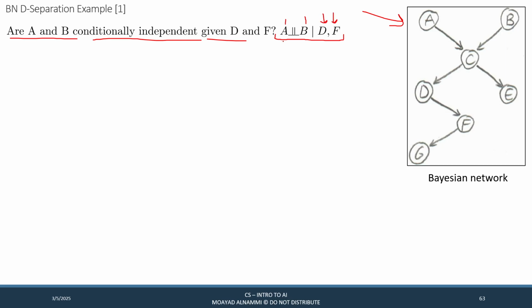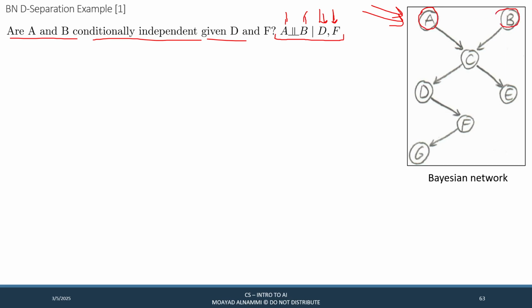Well, let's use the d-separation algorithm. So what I'll need to do is draw the ancestral graph. This is the Bayesian network that just involves A, B, D, and F. And if you inspect your Bayesian network, in order to sample A, I will need to keep it.